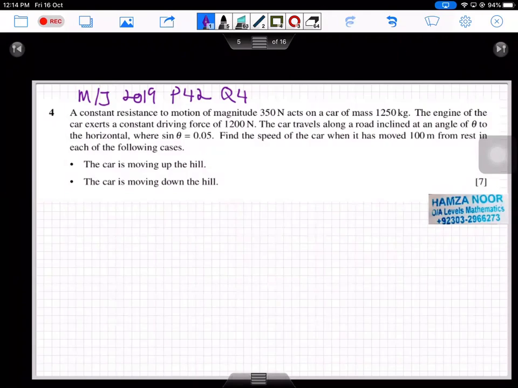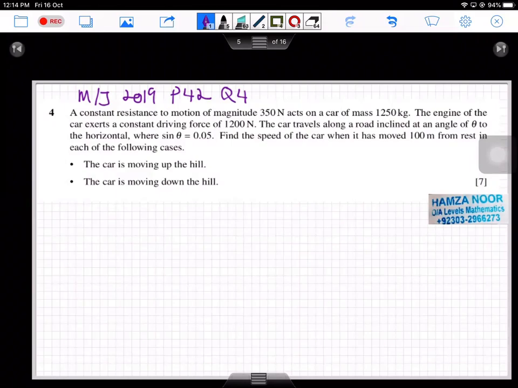A constant resistance to motion of magnitude 350 Newton acts on a car of mass 1250 kg. The engine of the car exerts a constant driving force of 1200 Newton. The car travels along a road inclined at an angle of theta to the horizontal where sine theta is equal to 0.05. So an exact value of sine theta is given, so you would be using this value.